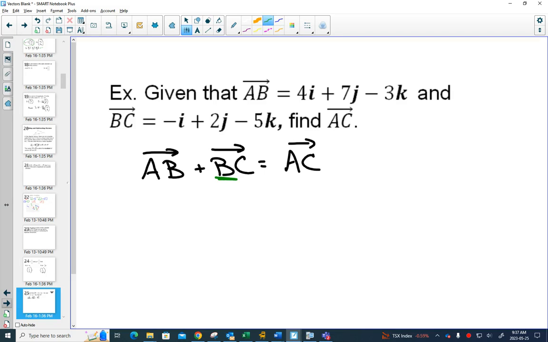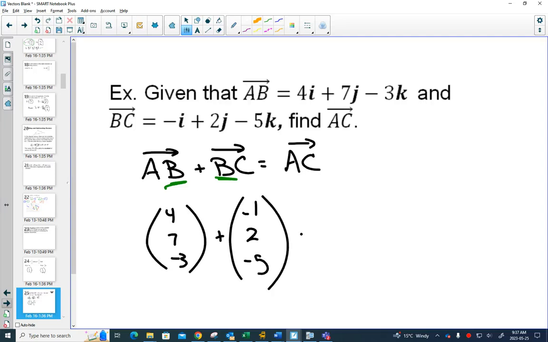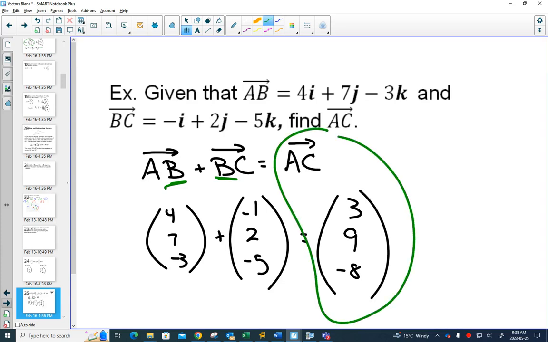Sometimes it's nice to write out the equation in vectors first, so that it makes sense. If I go from A to B and then B to C, that's the same as going from A to C. That's where I'm going to end up. So as far as putting things in here, I know that A to B was 4, 7, and negative 3. I know that B to C is negative 1, 2, and negative 5. Therefore, if I add them together, that is A to C.